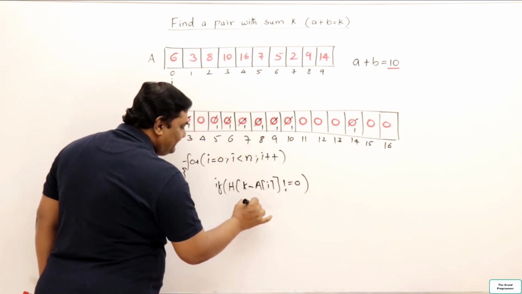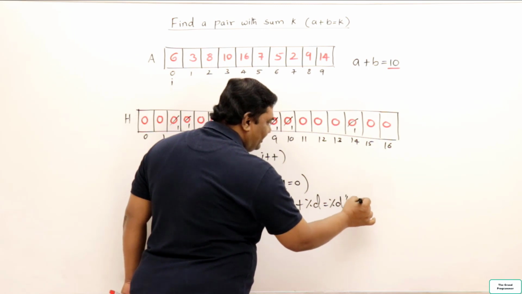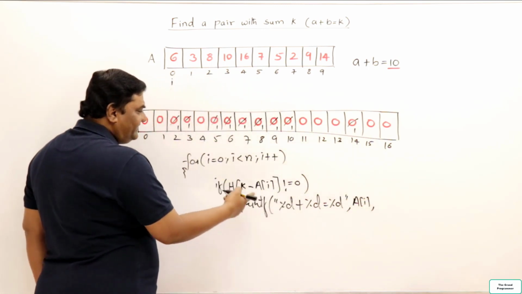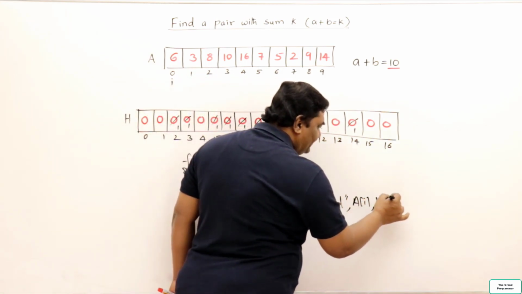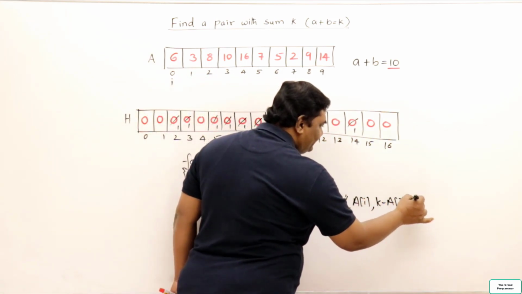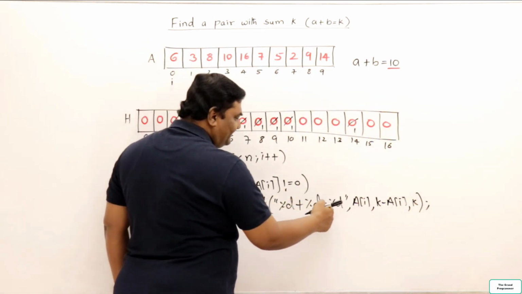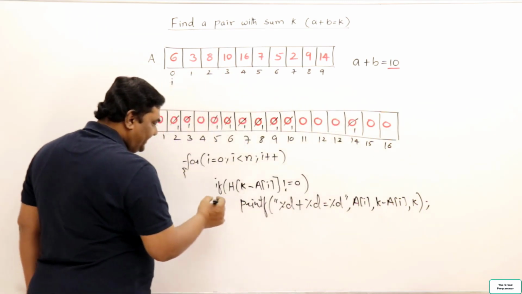So I can print these elements. The elements are a of i, that is the first element. Then next is the difference between them, right? We have checked at 4, so that is the difference. So k minus a of i, that is the difference, and also k. So the output is first element plus second element is equal to k, that is 10. For example, it is 10. So this will be printed.